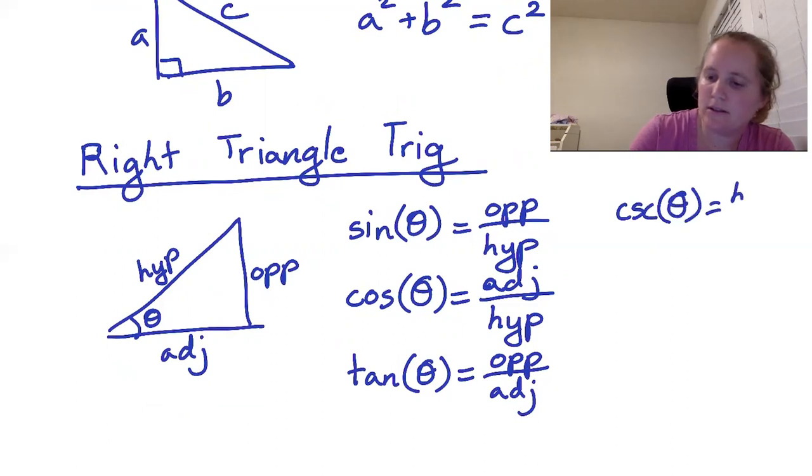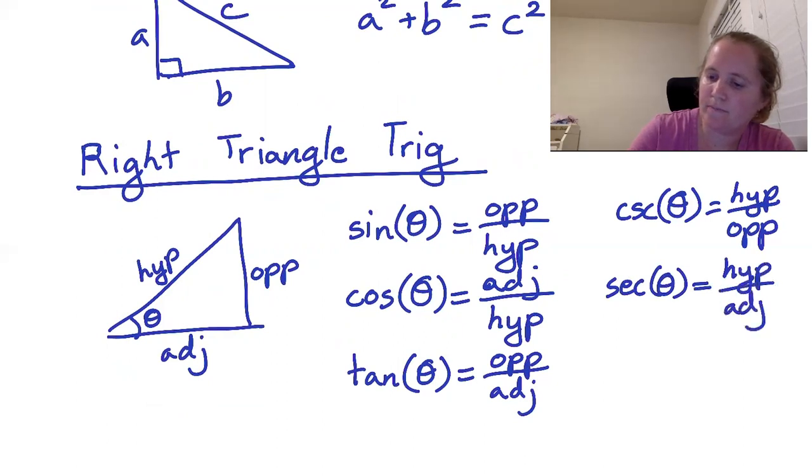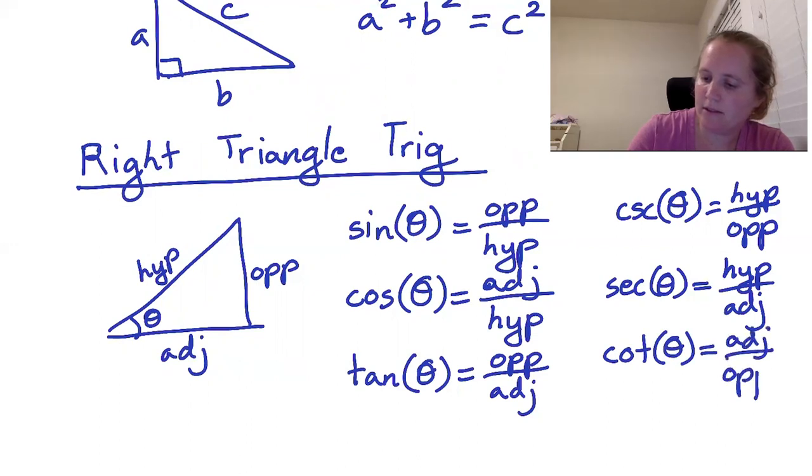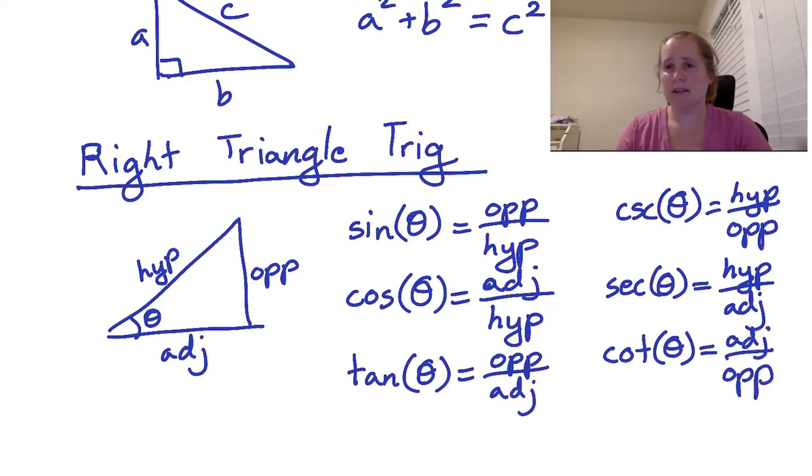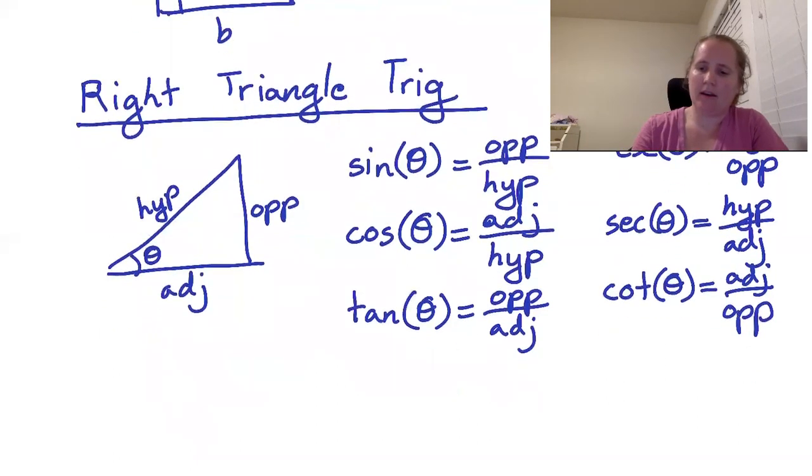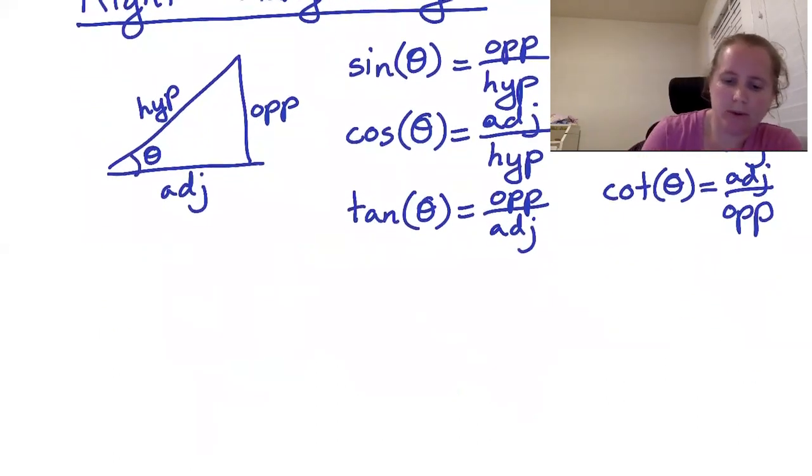So cosecant is hypotenuse over opposite. Secant theta, we are looking at hypotenuse over adjacent. And then cotangent theta is adjacent over opposite. So all of these can come in handy. And then one more type of situation you might see is with similar triangles.